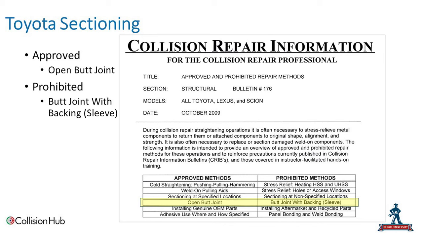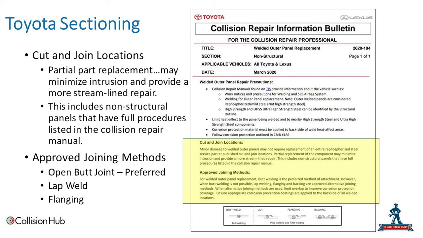CRIB bulletin 176 also says approved open butt joint, prohibited butt joint with backing. So the Asians and the Europeans, they like their open butt joints. The domestic three are the ones that typically like their butt joint with backing, historically speaking anyway. Again, there is no panel bonding or weld bonding. You only use adhesive where specified, which, if I remember correctly, on most of the Hondas, is just around the wheel opening area on the quarter panel.